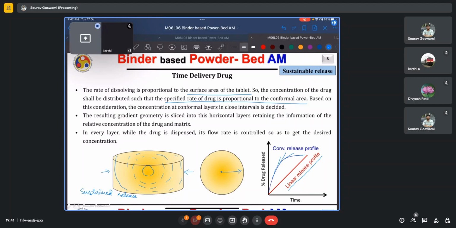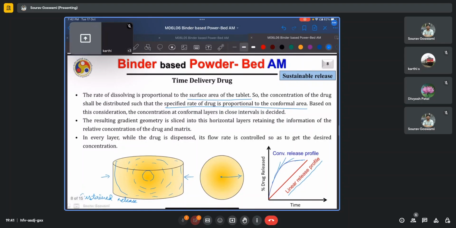The concentration is decreasing as we are moving away from the center, and such degree of control can be exercised via this binder-based powder bed AM process. Thus, the concentration at conformal layers in closed intervals is decided and controlled. The resulting gradient geometry again is sliced into horizontal layers, retaining the information of the relative concentration. So, as we discussed, when we are printing this by binder jetting, we will deposit the drug into these thin planar layers and then join the layers together to form the final tablet.